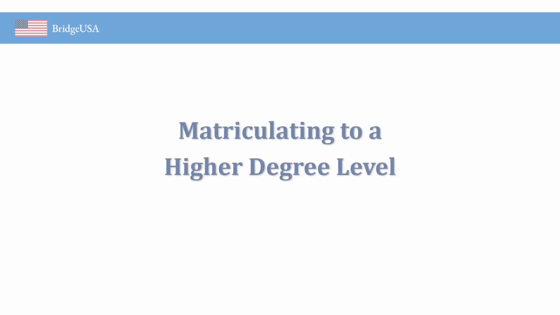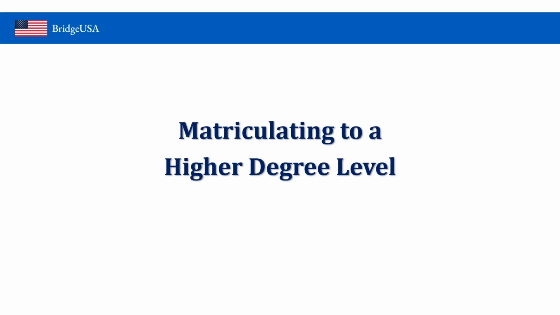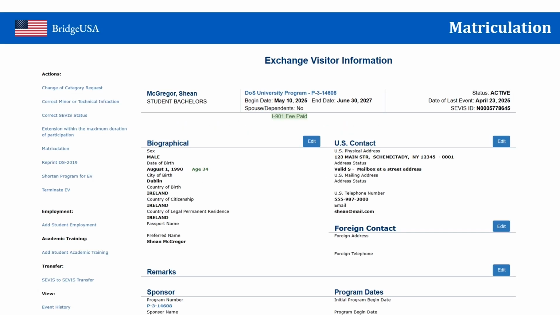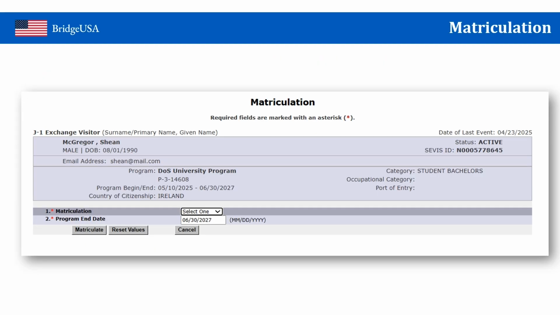Now we will look at matriculating a college-university student to a higher degree level. From the Exchange Visitor Information page, click the Matriculation link. The Matriculation page will display. Select the level to which the student will matriculate. Because this student's education level is bachelor's, the only options are master's or doctorate. Enter a program end date and click the Matriculate button.